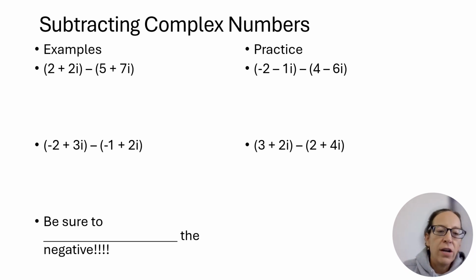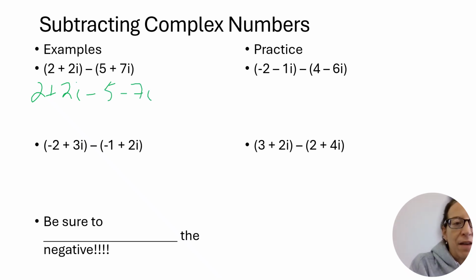Now they are indeed used to set apart, but when we subtract the complex number, we are subtracting everything that's inside of it. So we're going to subtract the real part, which is the 5, but we also have to make sure we subtract the 7i, the imaginary part. So both parts have to be subtracted. When I remove the parentheses, I'll have 2 plus 2i minus 5 minus 7i.